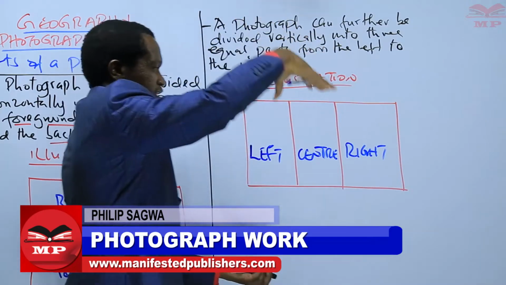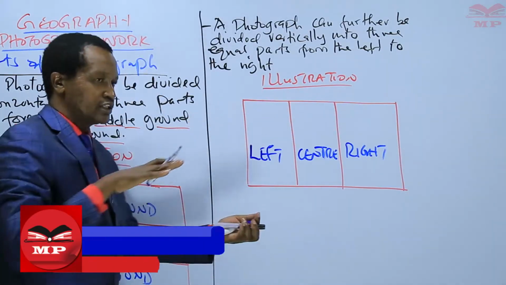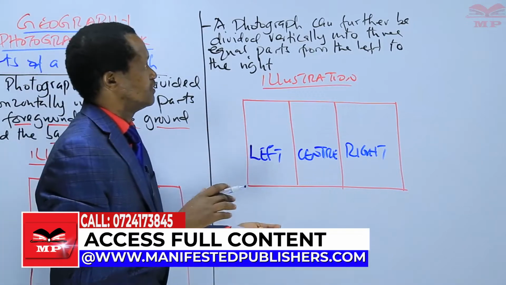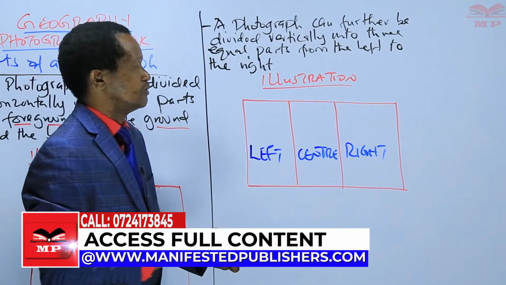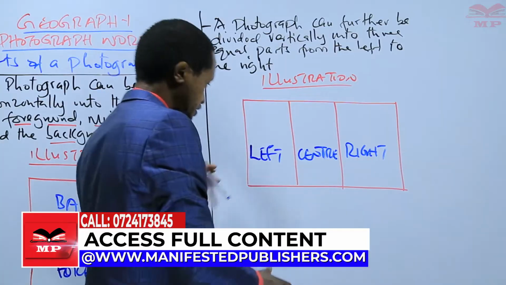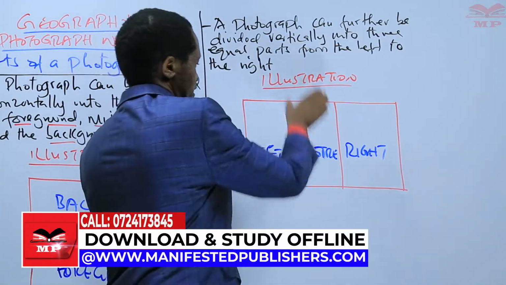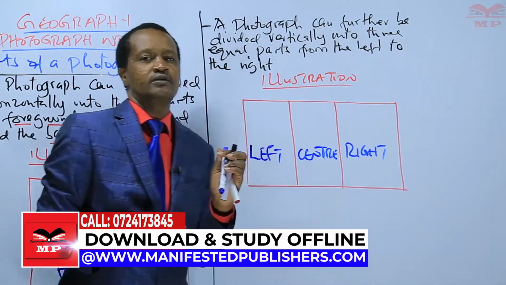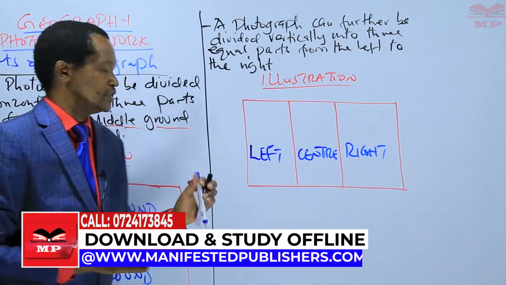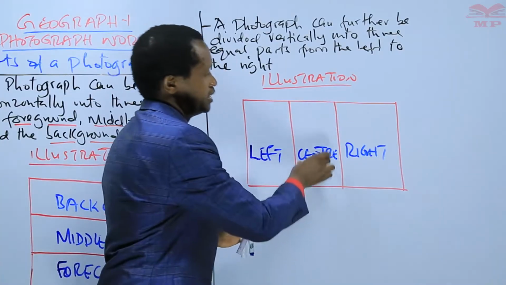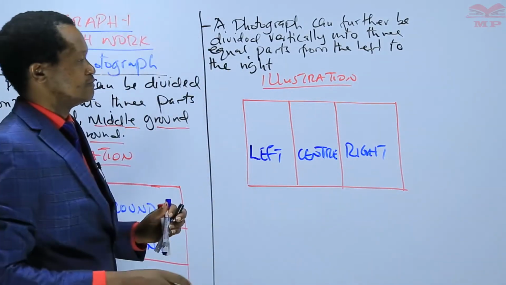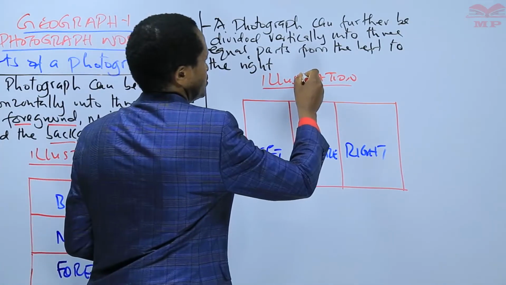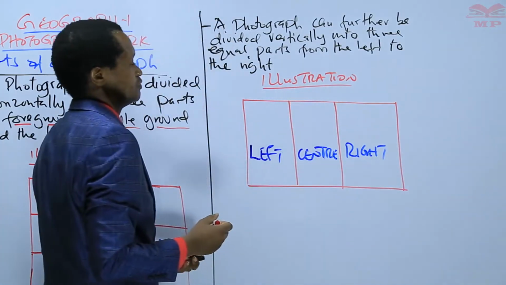Looking at it vertically. This one we are looking at it horizontally. So a photograph can further be divided vertically into 3 equal parts from the left. This is the left, the center or the middle, and then the right. Illustration. I want you to put down that illustration.